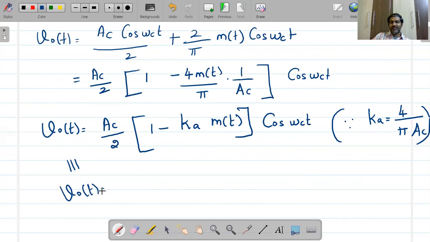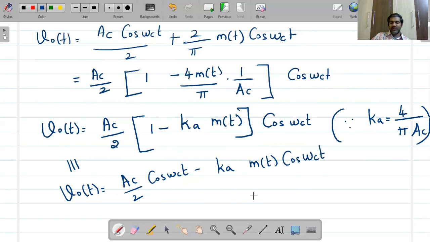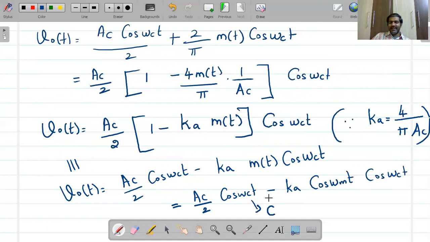So this expression, if I simplify this expression, what is that? V naught of t is equal to AC by 2 cos omega ct, okay, minus Ka into m of t cos omega ct. Okay, so further, if I simplify AC by 2 cos omega ct, if I substitute Ka as cos omega mt, okay, cos omega ct. So what is this? This is nothing but carrier. Correct? This is nothing but cos A cos B. So cos A plus B, cos A minus B. So you will have Fc plus or minus Fm.